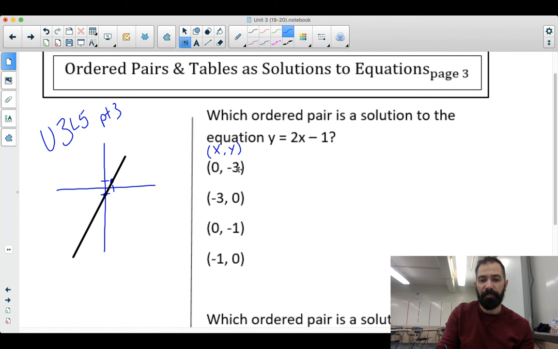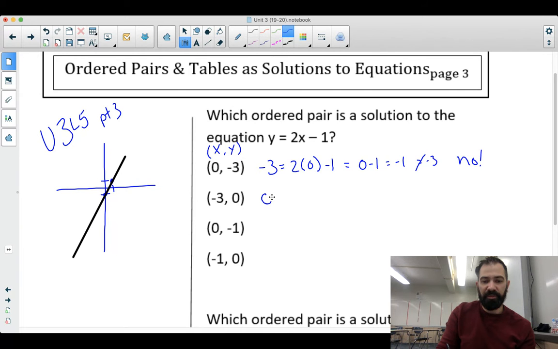So let's try that. First one, we have y equals -3, so -3 equals 2 times x, which is 0, minus 1. We want this side to equal -3. Well, 2 times 0 is 0, minus 1. 0 minus 1 equals -1. Does -1 equal -3? It does not. So that is not a solution. Does not work.